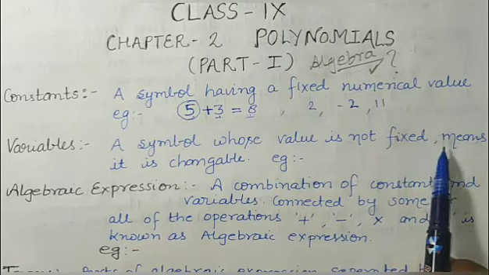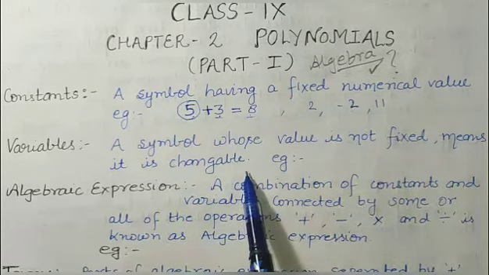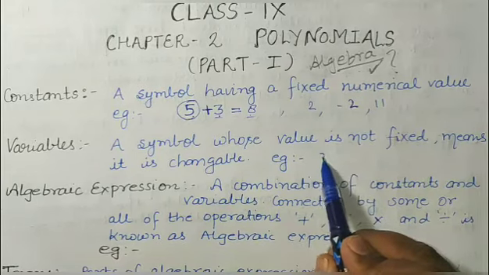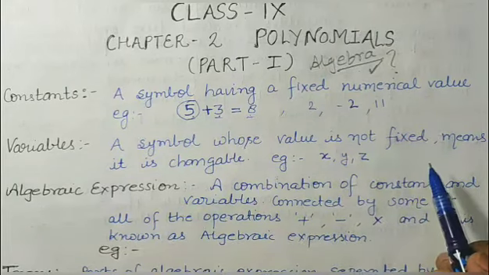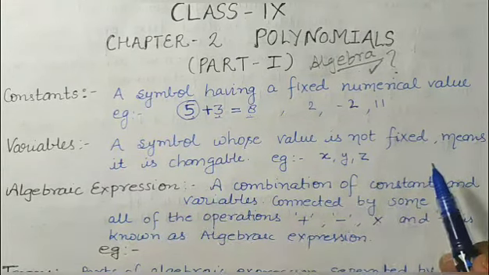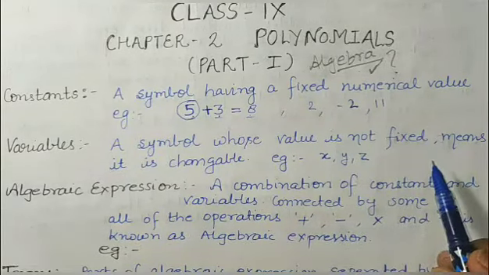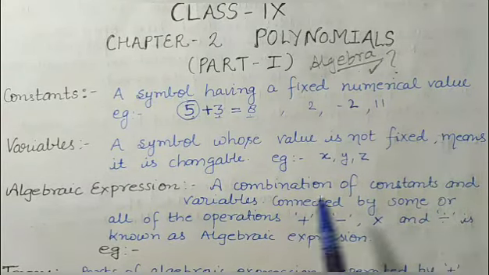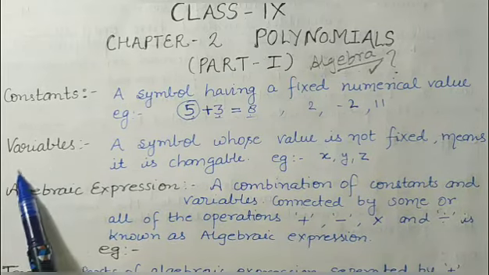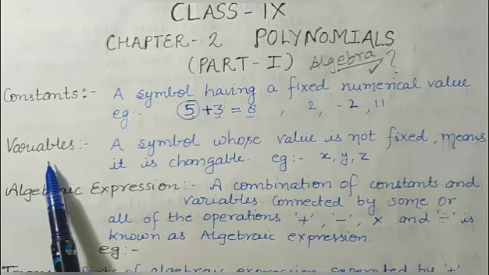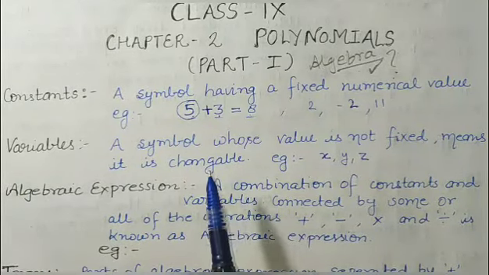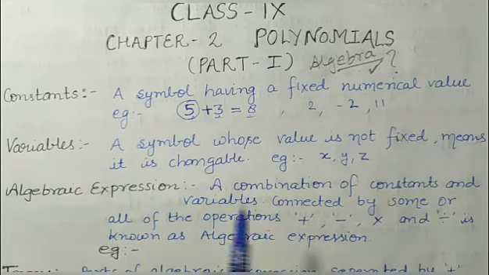Now coming to the second topic, that is variable. A symbol whose value is not fixed, meaning it is changeable. To represent a variable we generally use x, y, z. Sometimes you will find in a question that the value of x is 5, sometimes you will find that the value of x is 9. So it is changeable, meaning it is not fixed. Variable means changeable. So the quantities in mathematics which are changeable are known as variables.